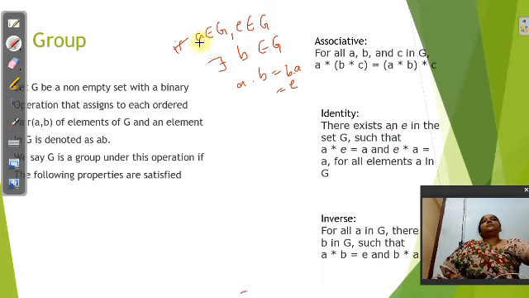What do you mean by inverse property? If for all A belongs to G and E belongs to G, there exists B belongs to G such that A dot B is equal to B dot A is equal to E. Here E is the identity element and A is inverse to B and B is inverse to A. For each A, there must be a B. Okay, fine.